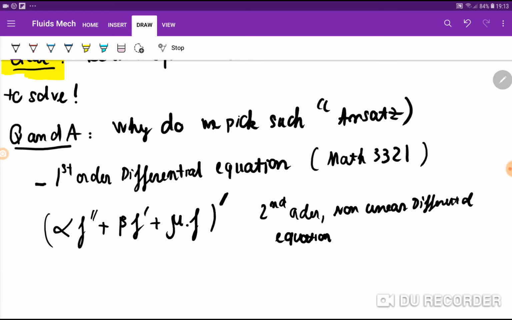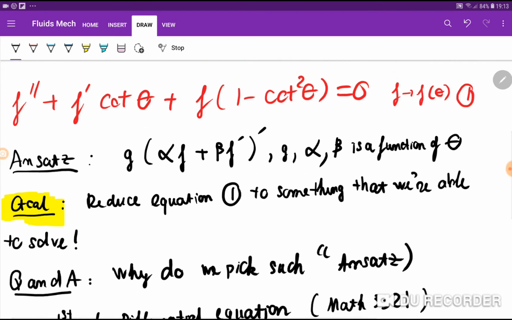And you cannot put in higher order either. It's obvious, you cannot solve it. So, first order differential equation, this is the answer. That's why we do it that way.